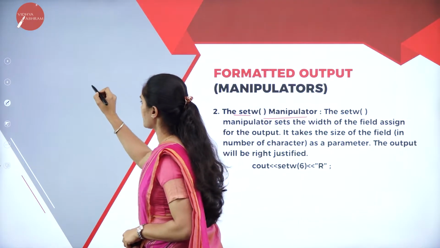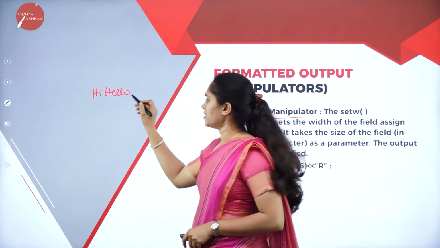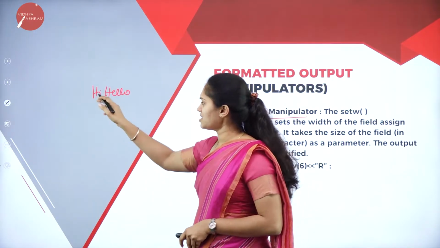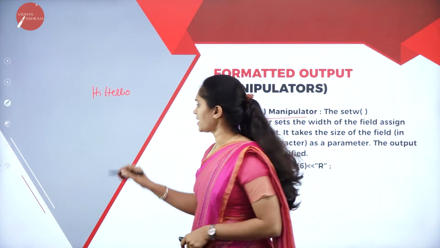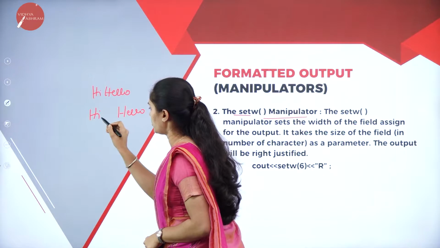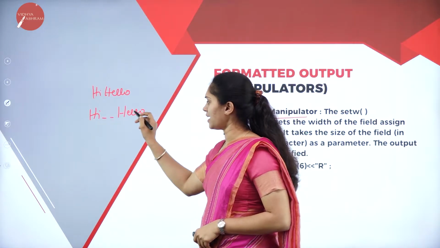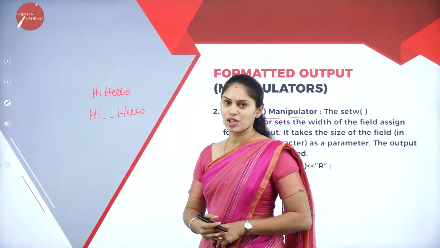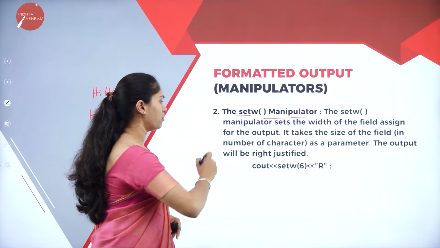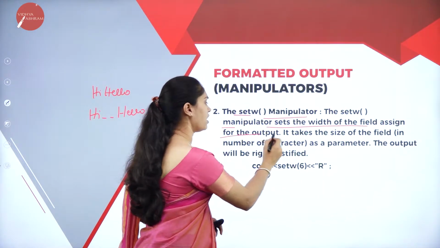For example, "hi", "hello". Here there is no space between this hi and hello, but I want to give some space between this hi and hello in the output. I want a width of 2 spaces between this hi and hello. For that purpose, we are going to use a manipulator called setw. So the setw manipulator will set the width of the field that we are going to assign for the output.